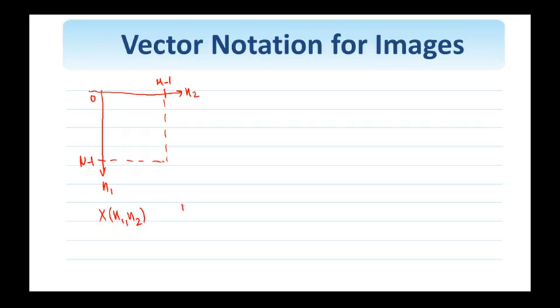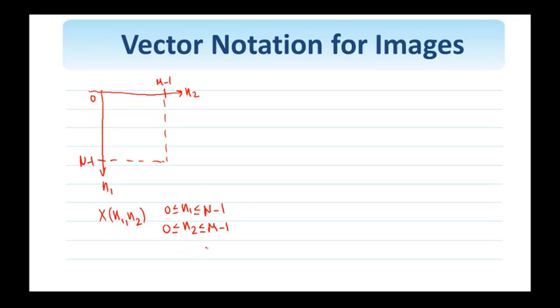Before we proceed, we'd like to introduce a vector notation for images and then a matrix vector notation for the convolution equation. So let's assume we have an image of dimensions n by m. So this is the image here. The standard way we've been using so far to represent an image is x(n1, n2), where n1 ranges from 0 to n minus 1 and n2 from 0 to m minus 1.